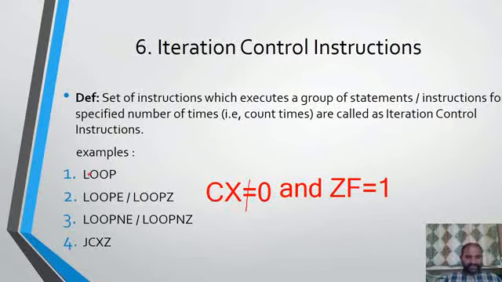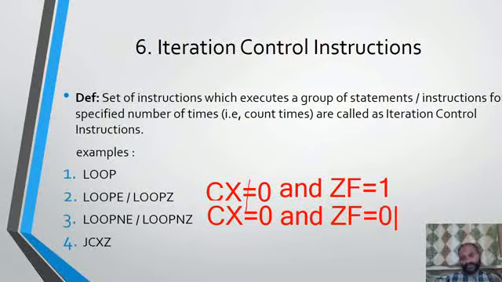Whatever instructions are there to perform the iteration operation in the 8086, they work based on the content of the counter register. What about the next instruction? For the third instruction, it is the same thing, but CX is not equal to 0 and the zero flag equals 0. At that time the condition is going to be true and it jumps to the label address.